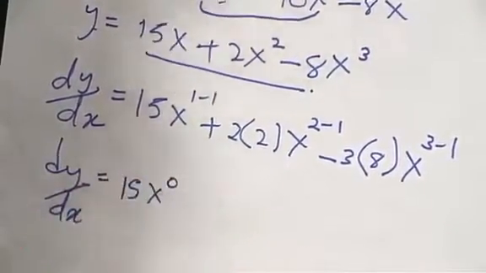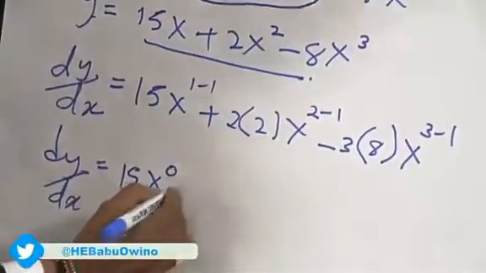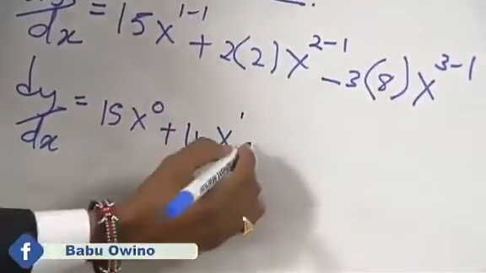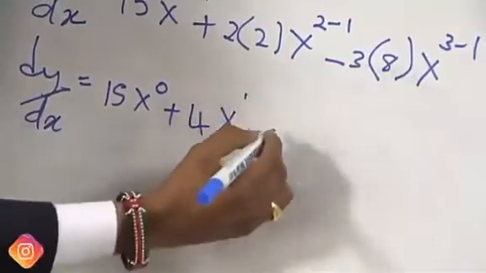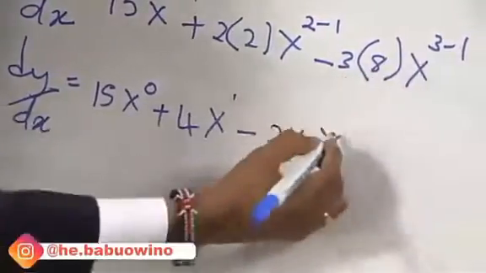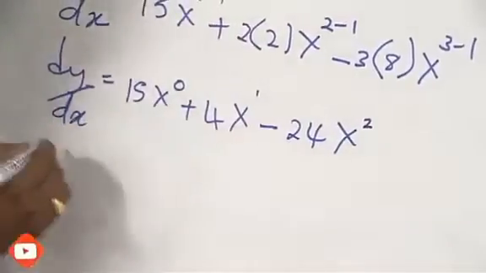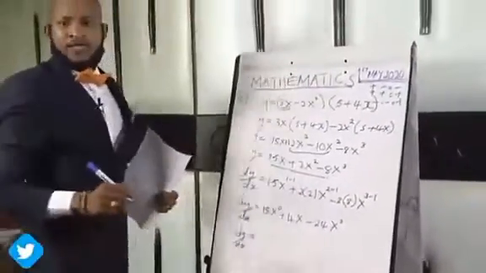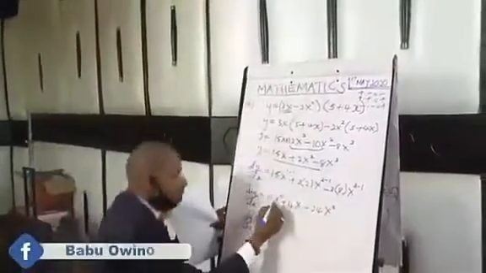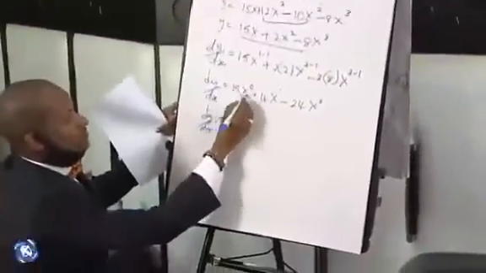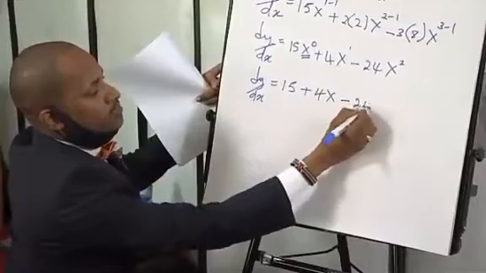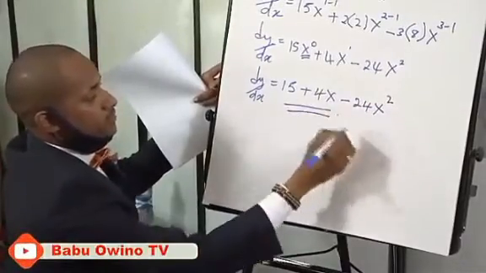So dy/dx equals 15x raised to power 0, since 1 minus 1 is 0, plus 2 times 2 is 4x, 2 minus 1 is 1, minus 3 times 8 is 24x, 3 minus 1 is 2. Any number or any letter raised to power 0 equals 1. Therefore, x raised to power 0 equals 1. So this is 15 times 1, which is 15, plus 4x minus 24x squared. This is our answer.